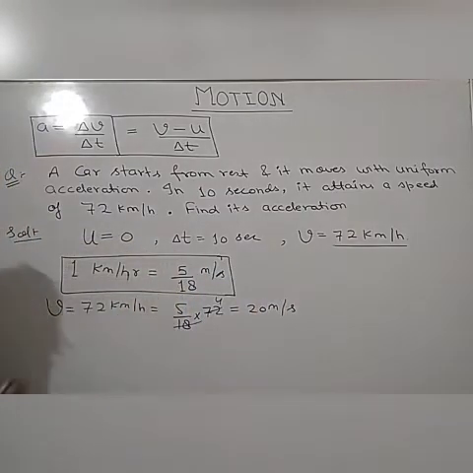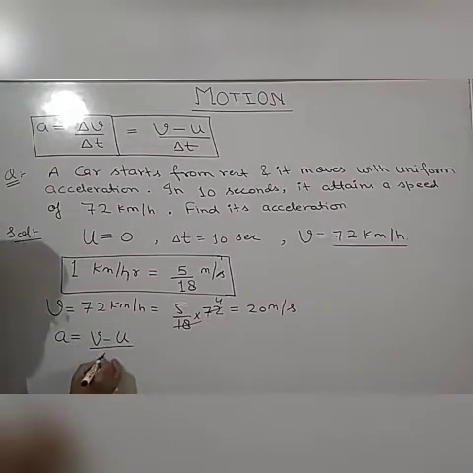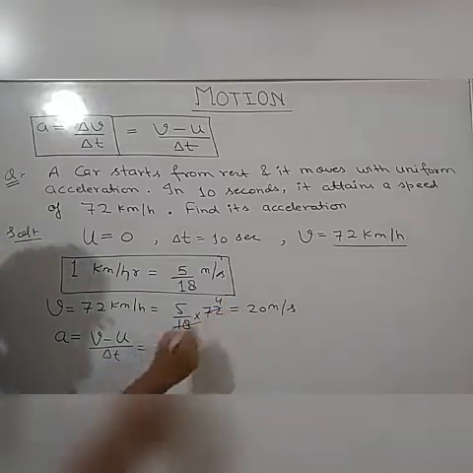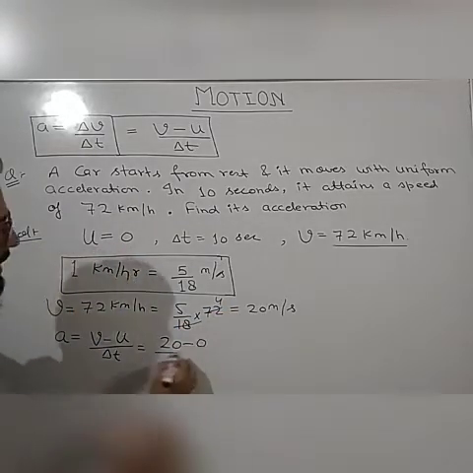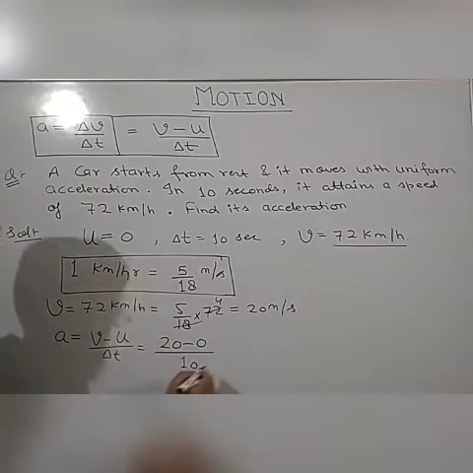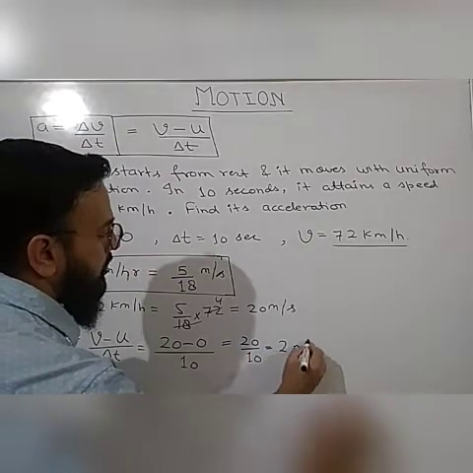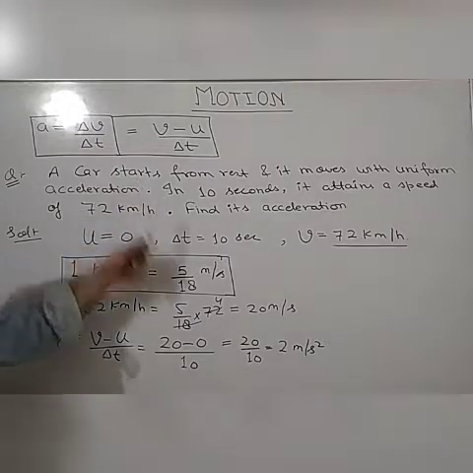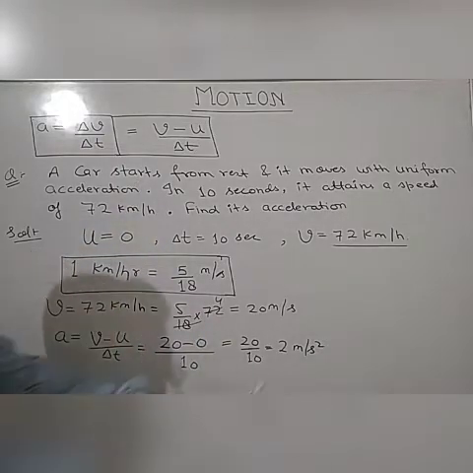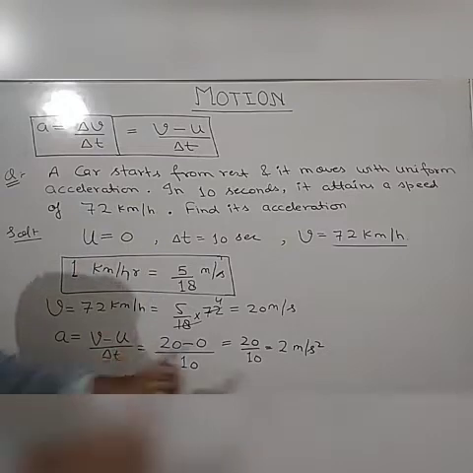Now we can put the values in the given formula. a is equal to v minus u upon delta t. Here the final velocity is 20, minus initial velocity 0, and the time interval is 10 seconds. It will be 20 by 10, which is equal to 2 meter per second square. So the acceleration of this car is 2 meter per second square, and it is positive. Why is it positive? Because the final velocity is greater than the initial velocity.